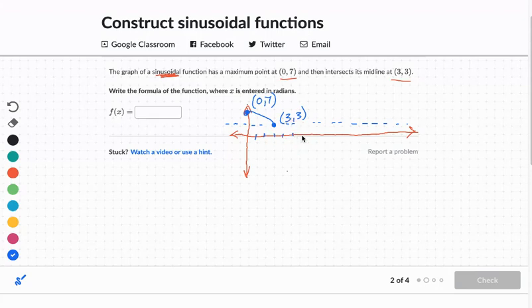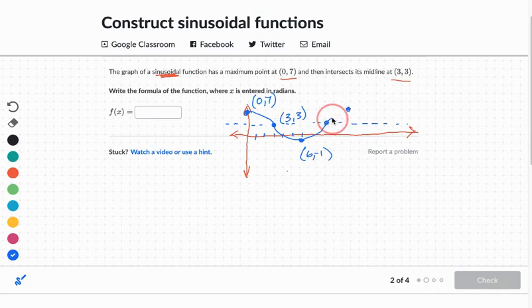So 1, 2, 3, 3 more. And its minimum is going to be 4 units down below here. So that's going to be the point (6, -1). And we've got half a period here. And now this graph's going to do the same thing every quarter period. And it'll get back up to the top here a little ways down the road.